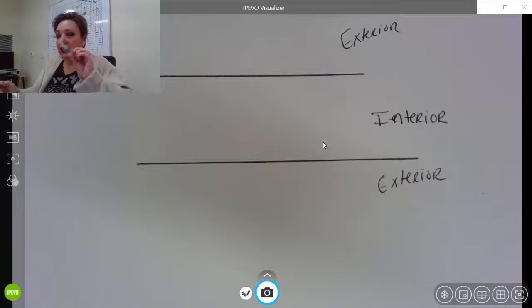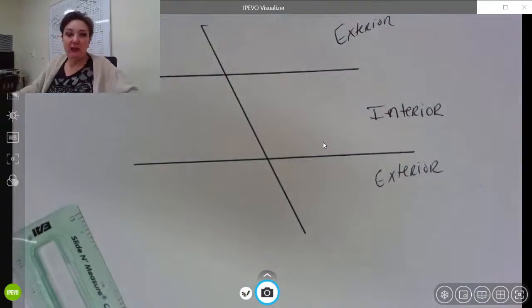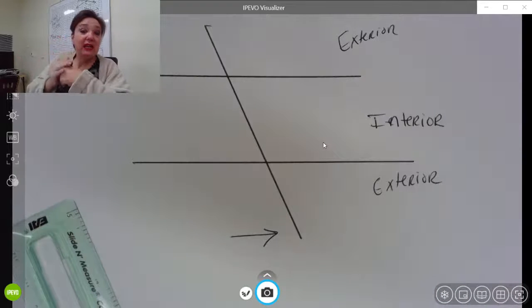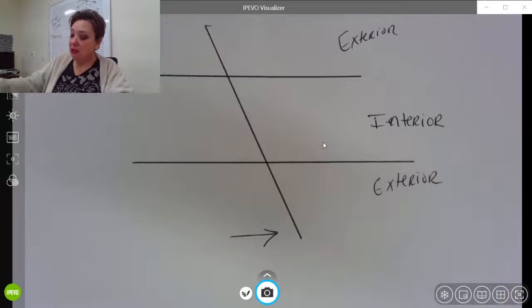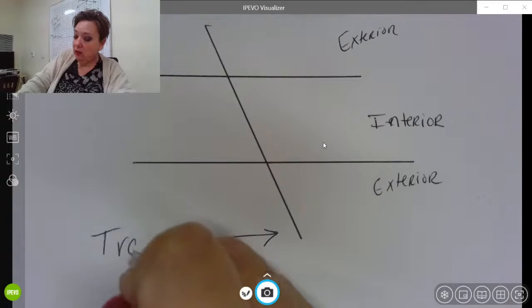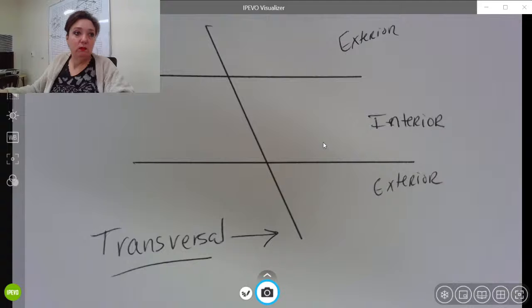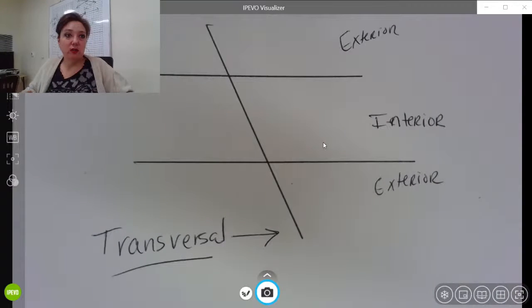Now, if you have a line that goes across parallel lines, that line has a special name. Actually, I want to back up and say it doesn't have to be going across parallel lines. If you have a line that crosses two lines at a time, no matter if they're parallel or not, that line is called the transversal. So this line right here has a name and it's called transversal.